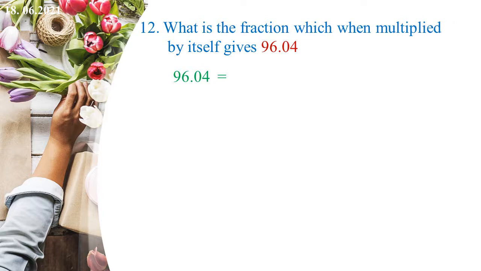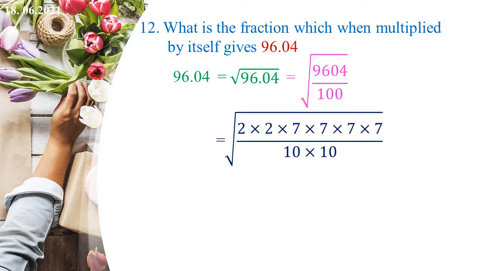96.04. We need to find the square root of 96.04. The square root of 96.04 can be written as the square root of 9604 divided by 100. Here, we need to find the factors of 9604 and 100.